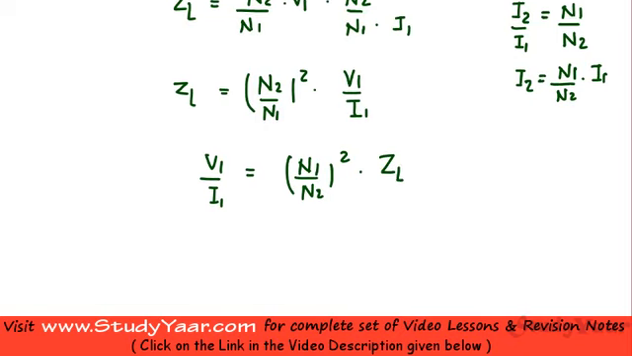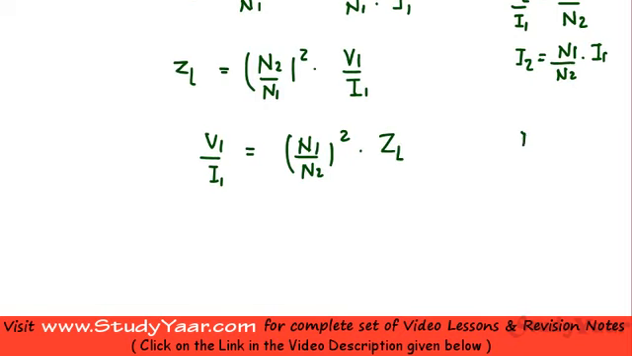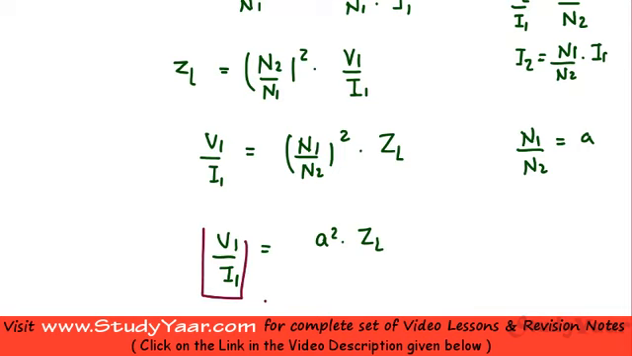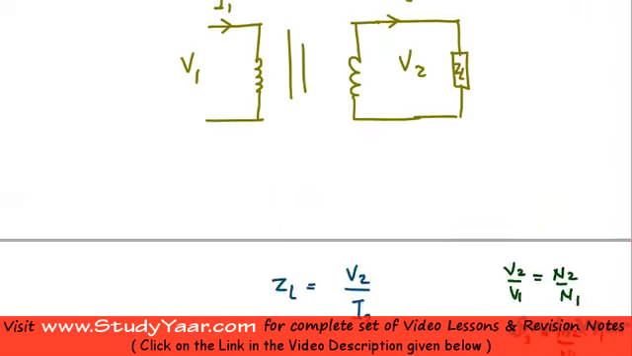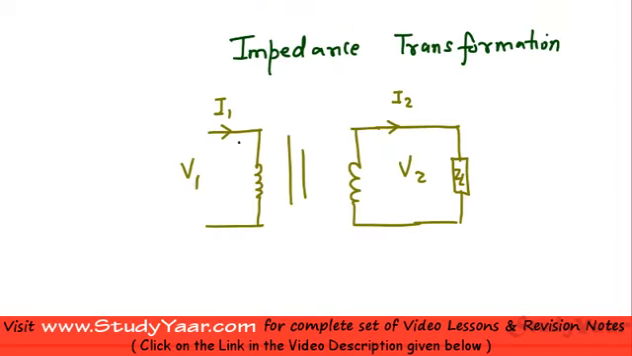What is your N1 upon N2? Your N1 upon N2 is known as your turns ratio. It is A. So what you're saying is your V1 upon I1 is equal to A square into ZL. Essentially your V1 upon I1 is the impedance across your primary. Your V1 upon I1 is the impedance as seen by your primary.